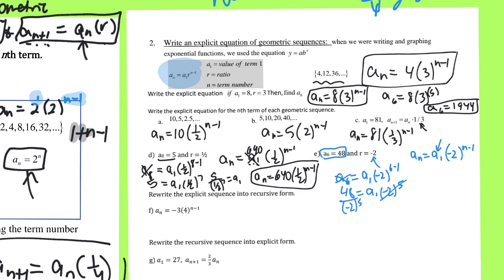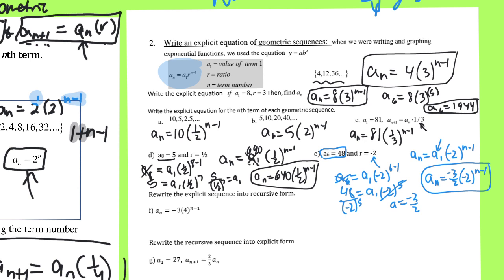If you put that in your calculator, you're going to get a sub 1 is equal to a delightful, I don't know what it is, let me look and see if I can find it, -3/2. Oh, it's so cute. So our formula is a sub n equals -3/2 times -2 to the n minus 1. It's a little tricky. You might want to practice this on your homework.